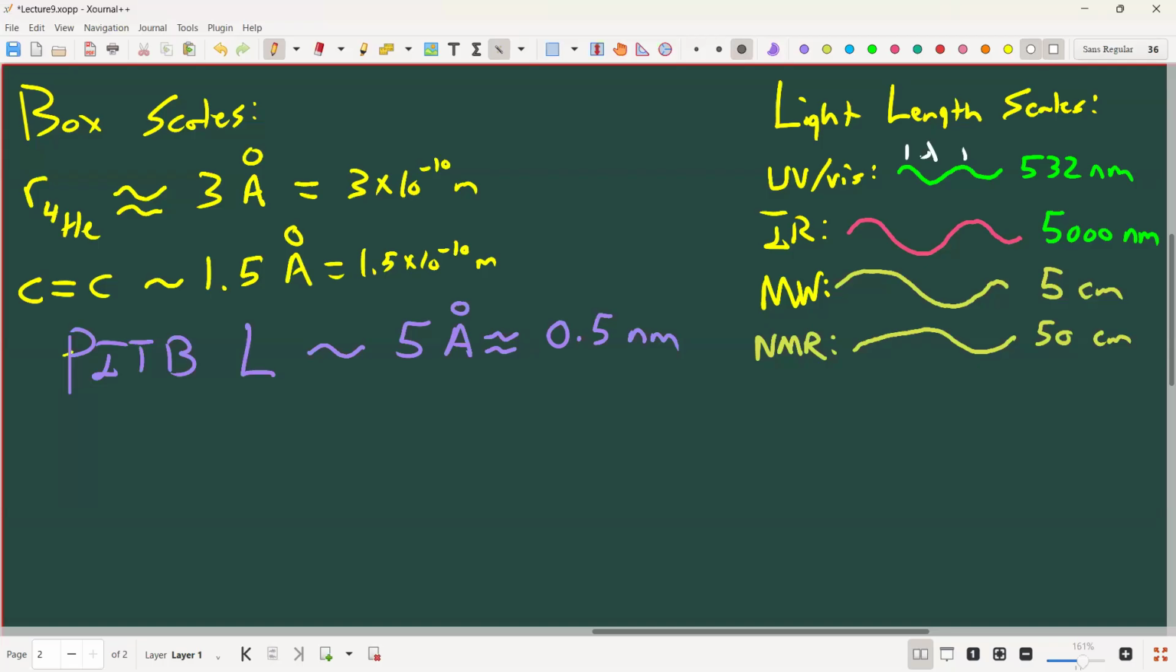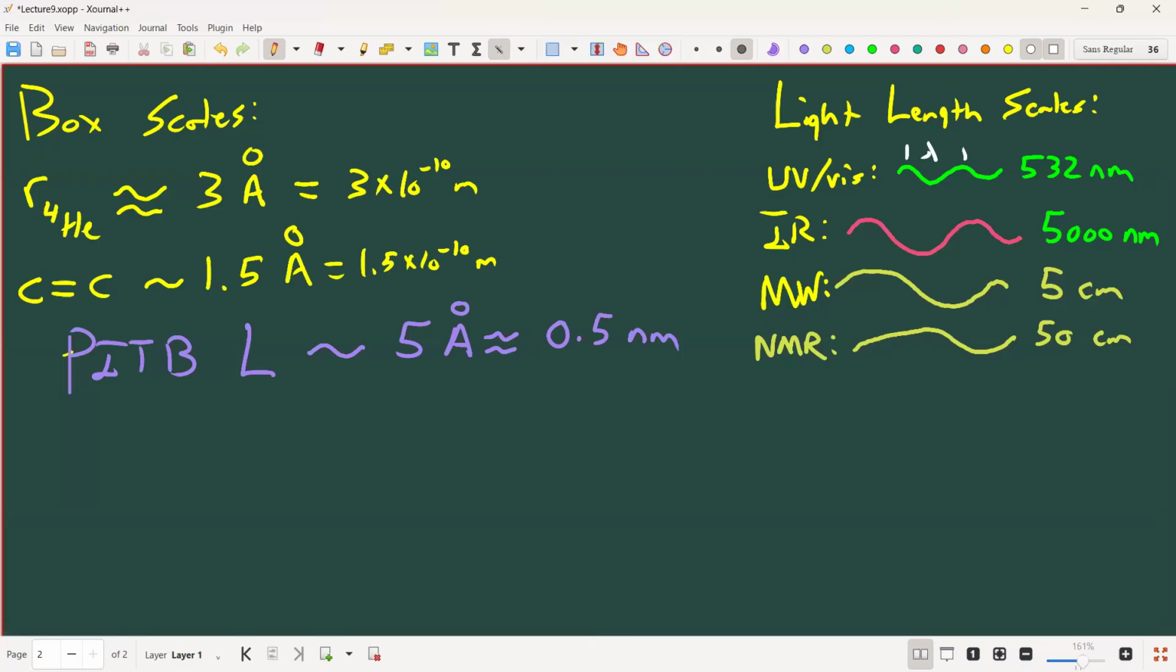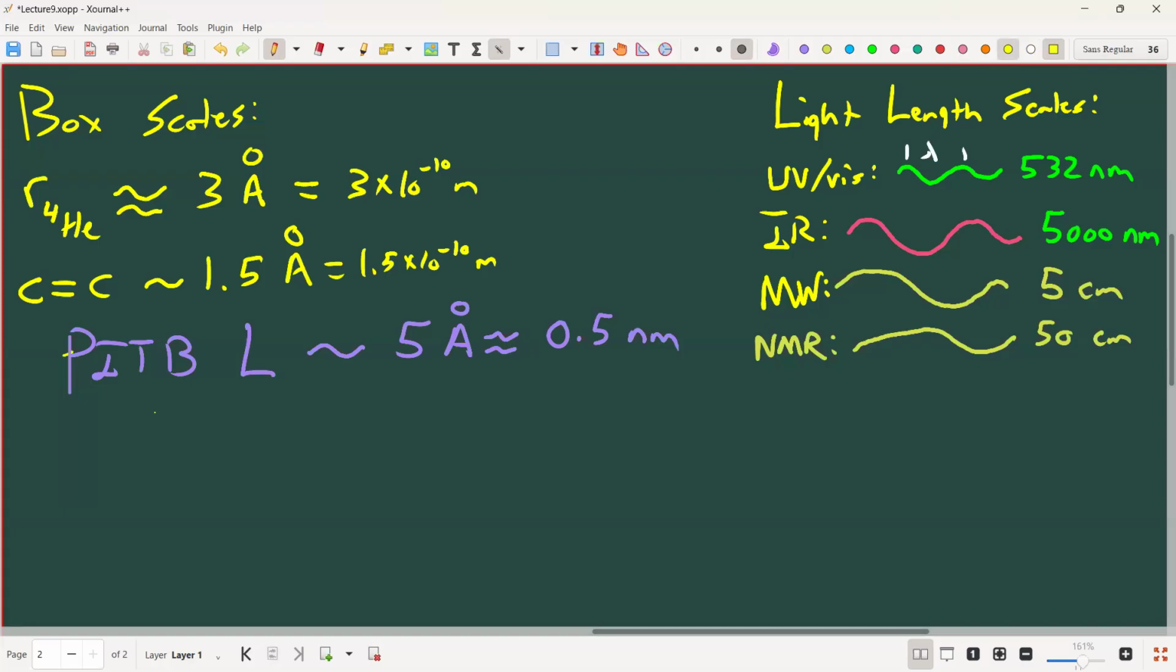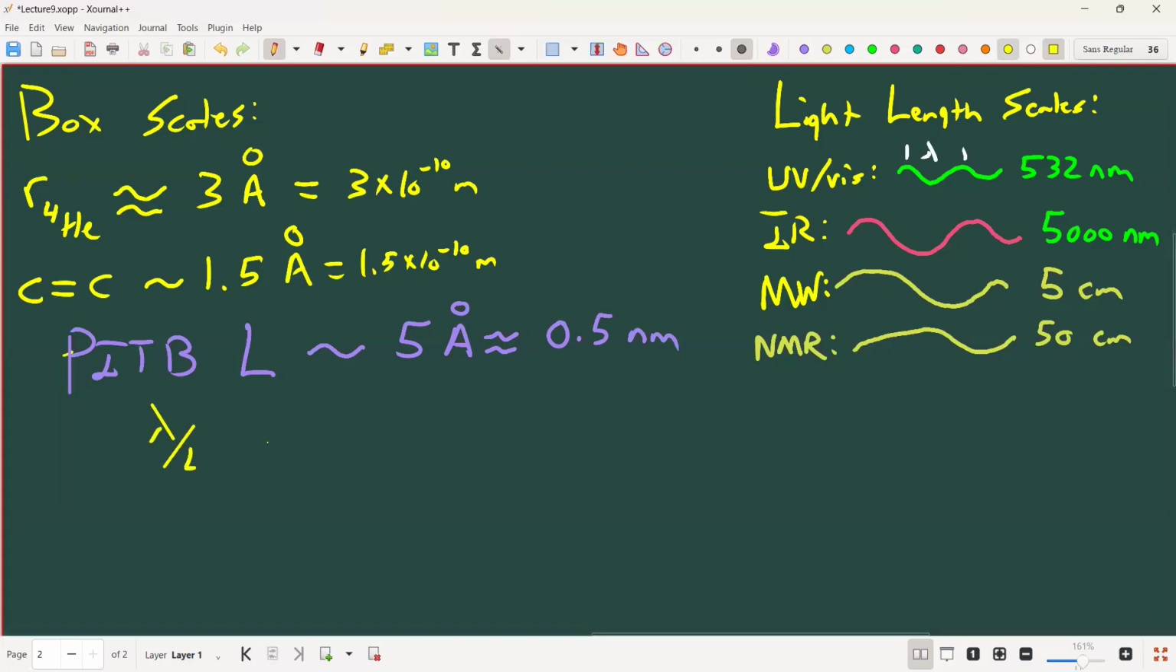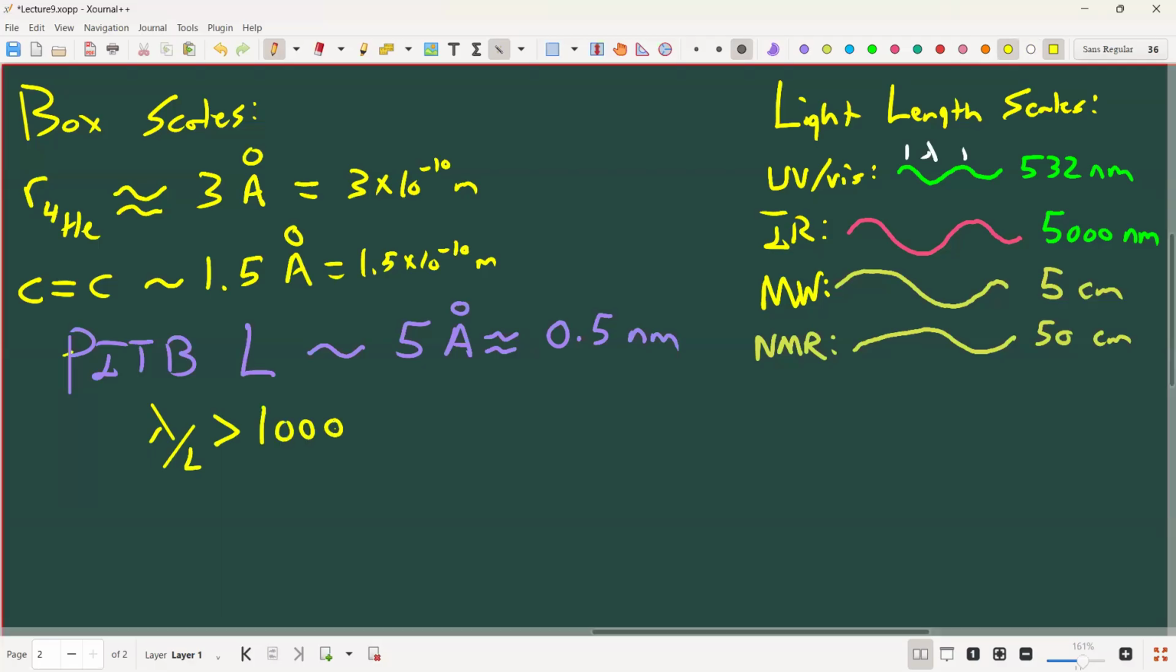All right, so the shortest wavelength that we're ever really feasibly going to use traditionally in spectroscopy is a factor of 1,000 larger than the length scale of our system. 500 nanometers versus 0.5. Sorry, that's 5,000. That's 1,000 times 1,000. So the length scale, L over lambda, or let's say lambda over L, is at least a factor of 1,000 or more.